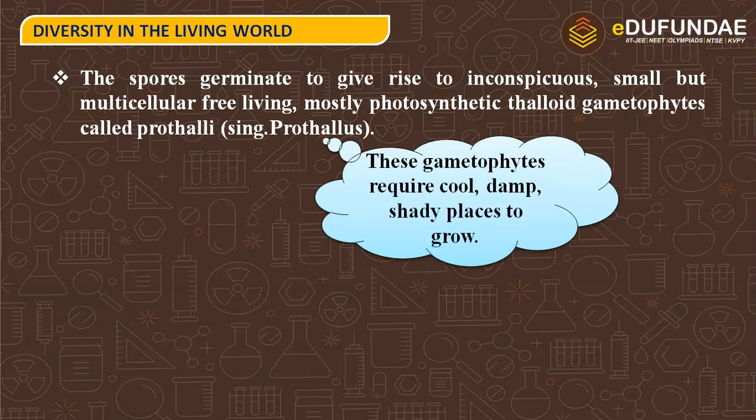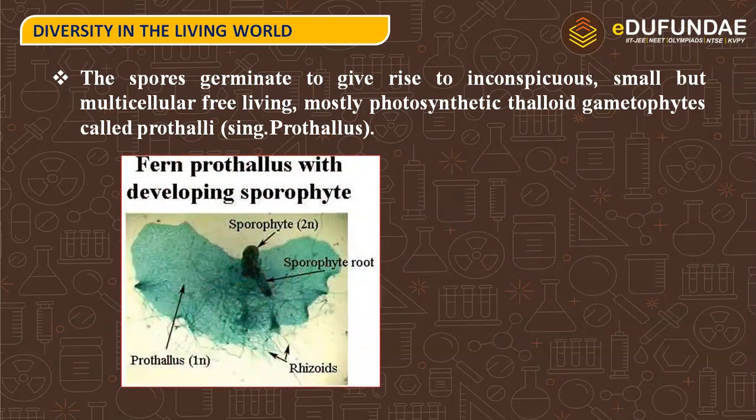These gametophytes require cool, damp, shady places to grow. So this is the gametophyte that we see over here: the fern prothallus with developing sporophytes. So sporophytes will be developing on it, and there is the sporophyte root, the presence of rhizoids as well as the prothallus. So what is this prothallus? It is the gametophyte, and it will lead to the formation of the sporophyte in which the spores will be forming. This prothallus is basically the haploid structure.